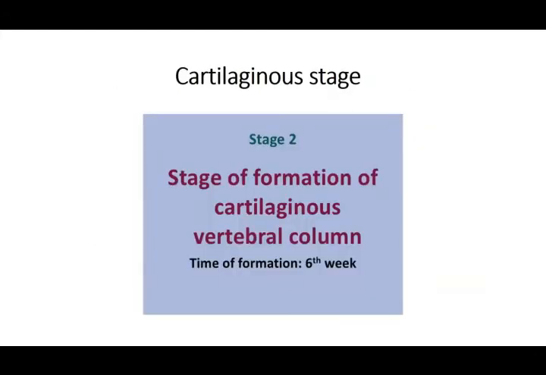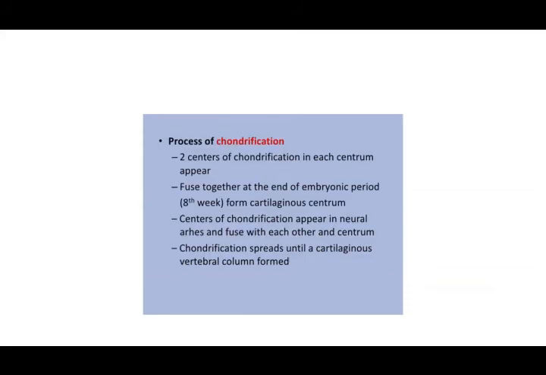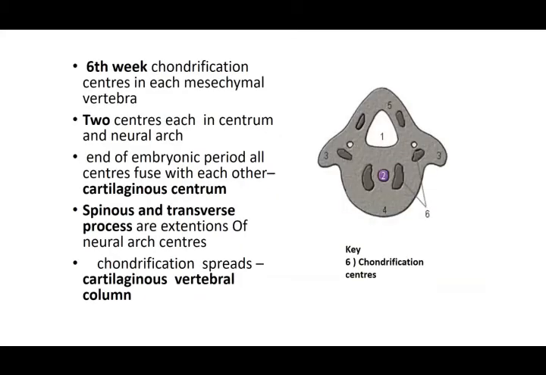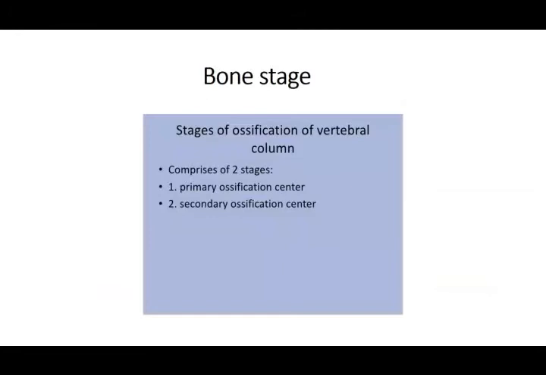Okay. Then we go on to the cartilaginous formation. There are going to be 2 more centers, 2 centers in each centrum and in the neural arch. They are going to appear, spread out, and form this cartilaginous model. Chondrification occurs. Then we go on to the bone stage.